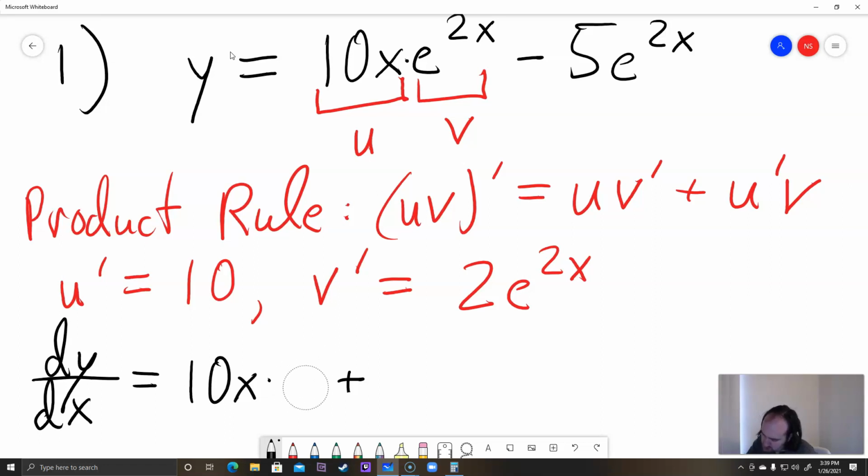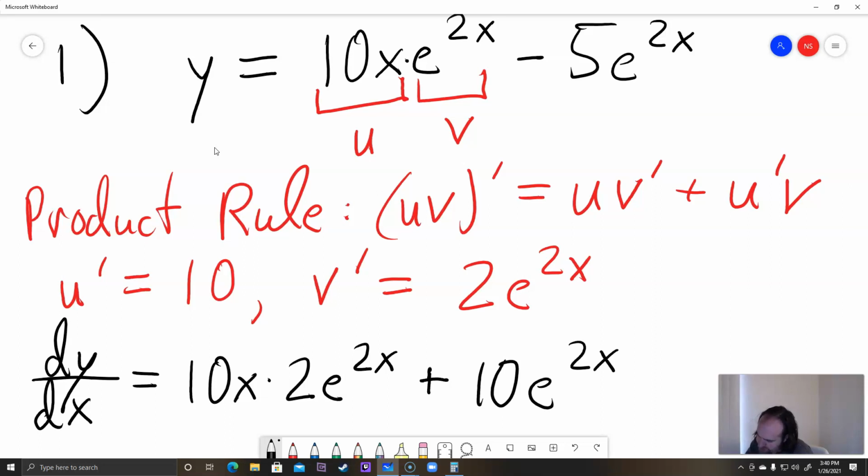oops, no, I'm wrong there. So let's see, u we said was 10x, and then v prime we said was 2e to the 2x. My bad. So we have 10x times 2e to the 2x. So what I'm doing right here is uv prime is u, which is 10x, times v prime, which we said was 2e to the 2x, plus u prime v. So that's going to be plus 10, because u prime is 10, times v, which was e to the 2x. Now that's the product rule.